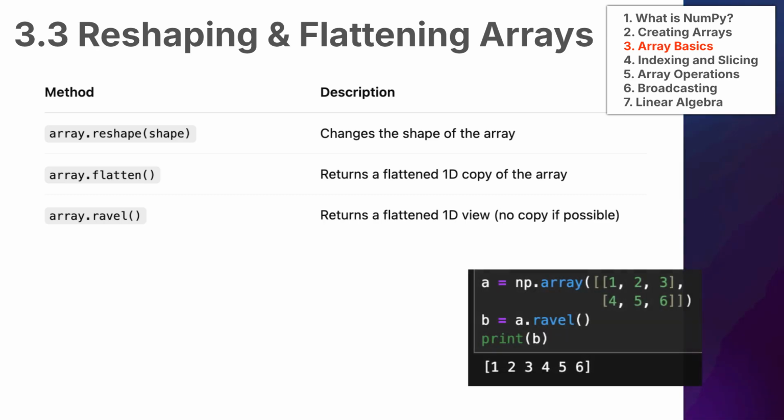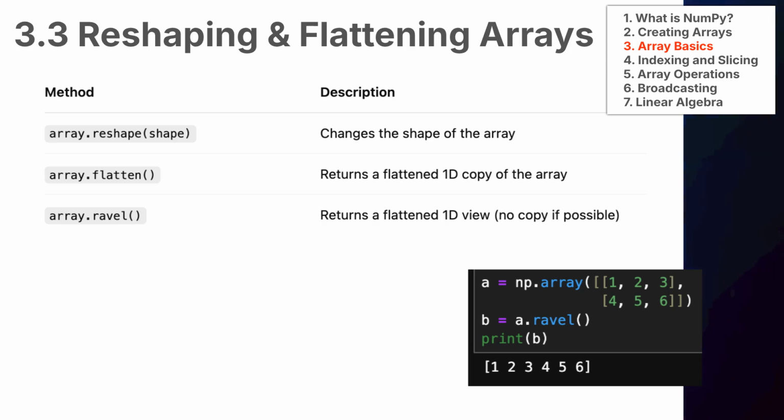Next, ravel. It also flattens a multidimensional array into 1D. But instead of returning a full copy, it returns a view of the original array. That means it's faster and uses less memory. So the output in the example shows the same flattened result as flatten, but behind the scenes it's just a view, not a copy. So you can use it when you're working with large arrays and want better performance, and when you don't need a separate copy, also when memory efficiency matters.